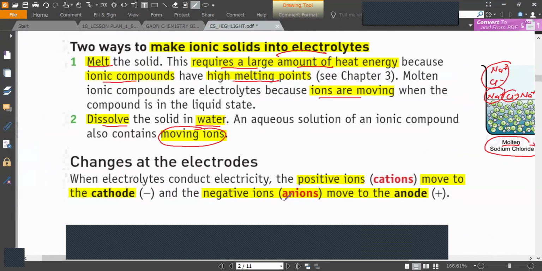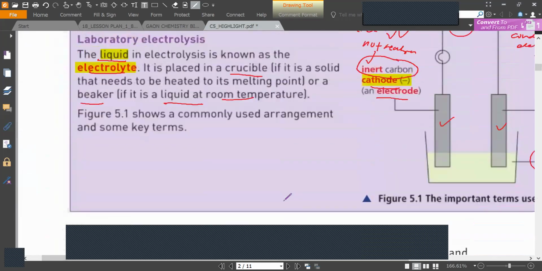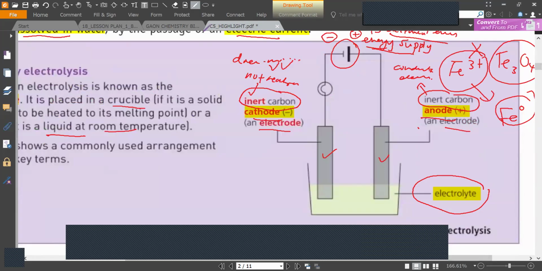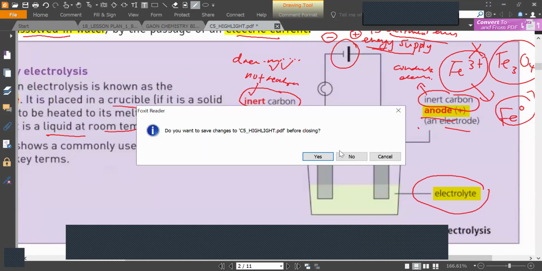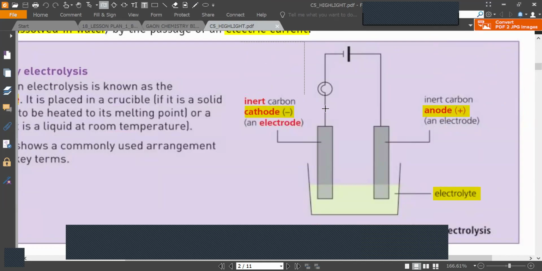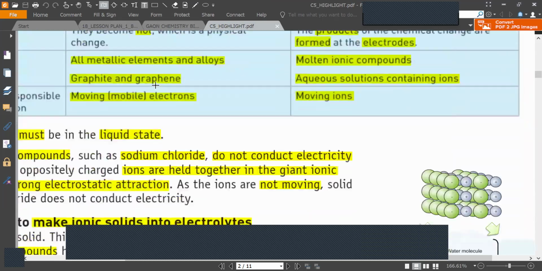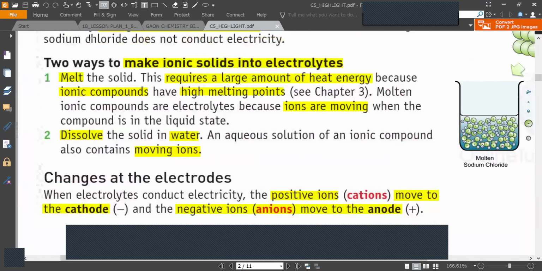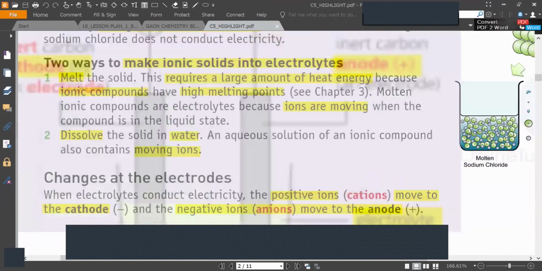Just now we saw the electrolysis setup. Let me just clear everything, and open again. Let me just copy this and put it here.